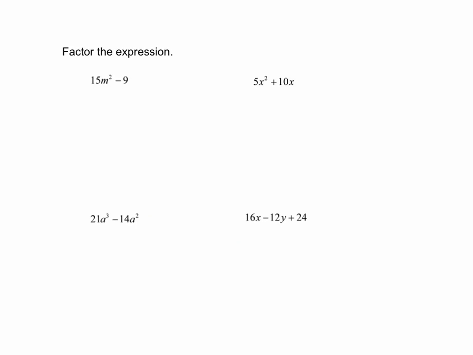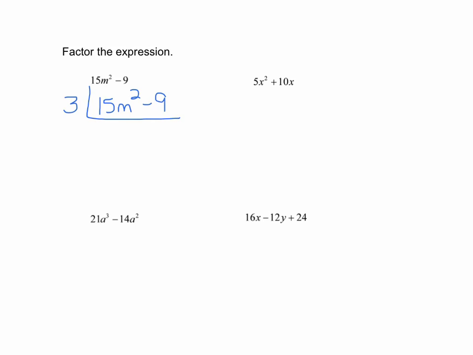Now, let's look at these expressions. These aren't numbers. These are polynomials. But it's going to be the same idea. Let's look at 15m squared minus 9. You're going to write that, and you're going to do the upside down division like we did. But now we've got to think about numbers and variables. So first look at 15 and 9. What goes into 15 and 9? Well, we know 3 does. Now we're going to divide.